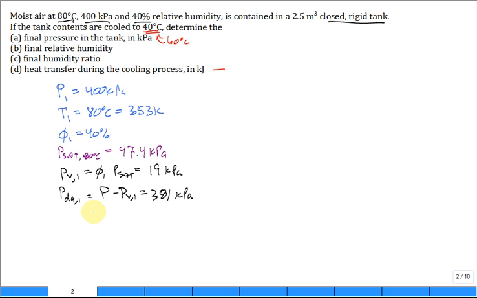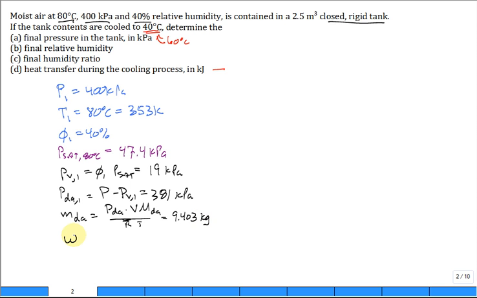And then you can calculate the mass of the dry air in the tank, which is the ideal gas equation: pressure of the dry air, volume of the tank, molar mass of dry air, over R bar T. And we calculated 9.403 kilograms of dry air.